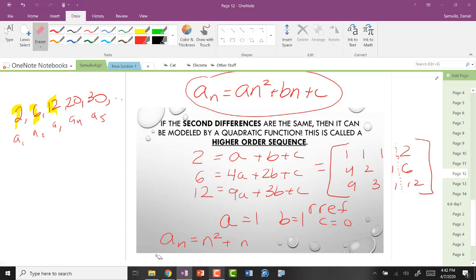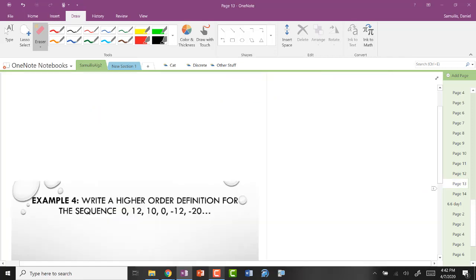So if I wanted to find the fifth term, which would be 30, I plug that in. 5 squared is 25. 25 plus 5 is 30. If you wanted to find the 100th term, you'd plug that in, and voila, we can get our answer. All right, so one more example. We are doing a higher order sequence once again. So let's take a look at the next example.